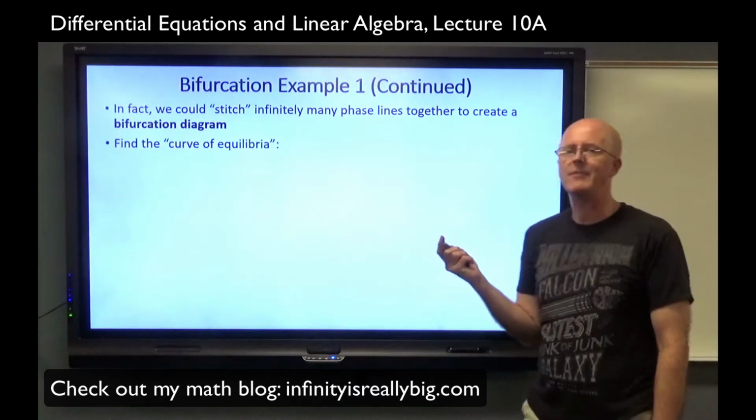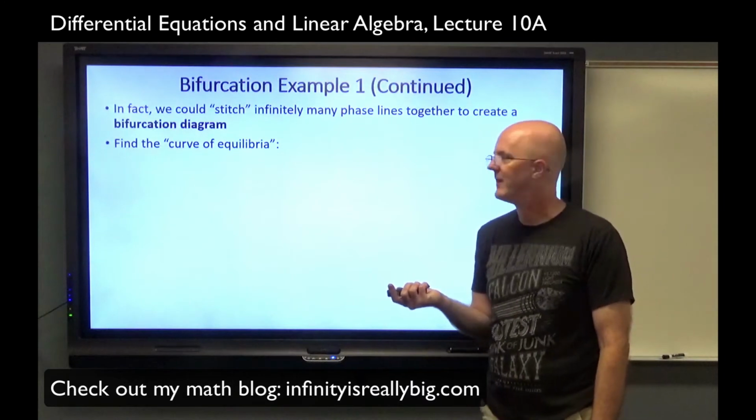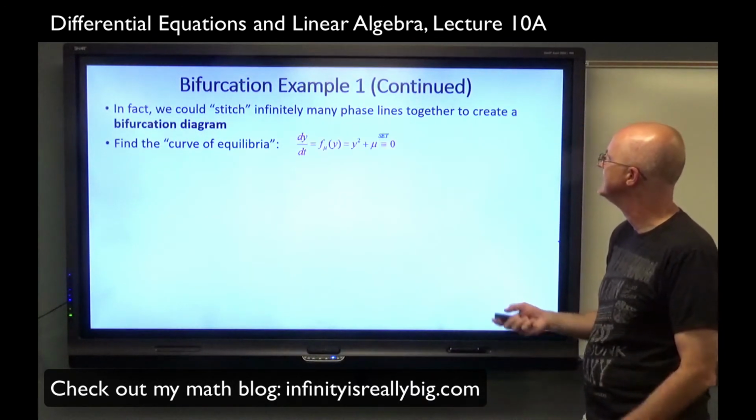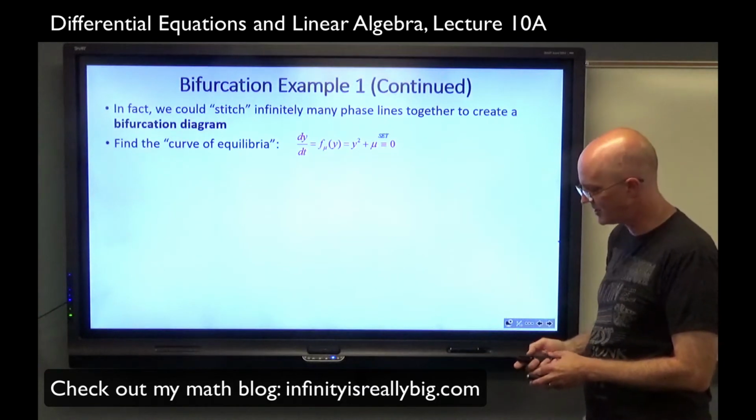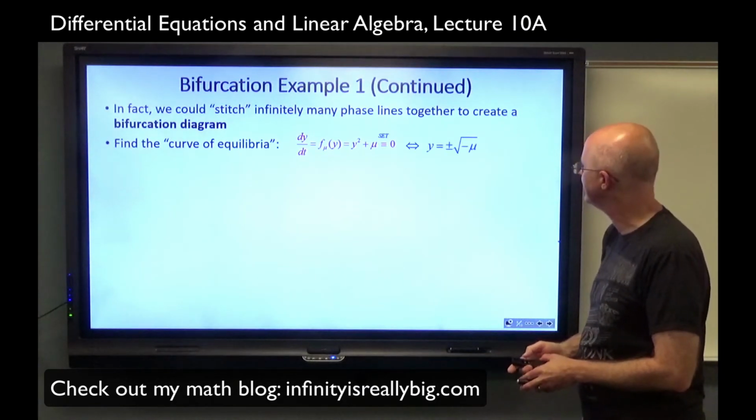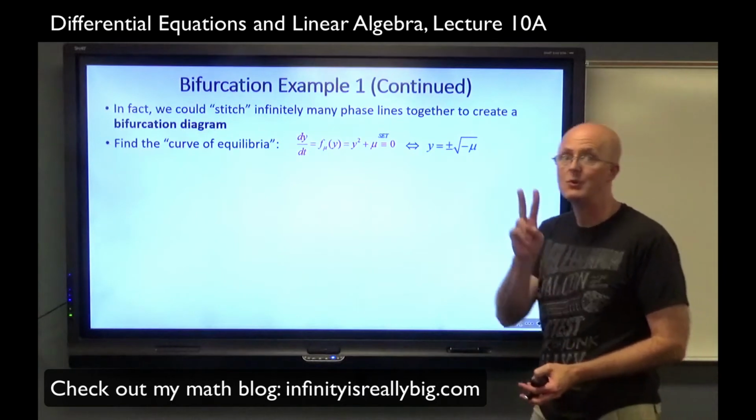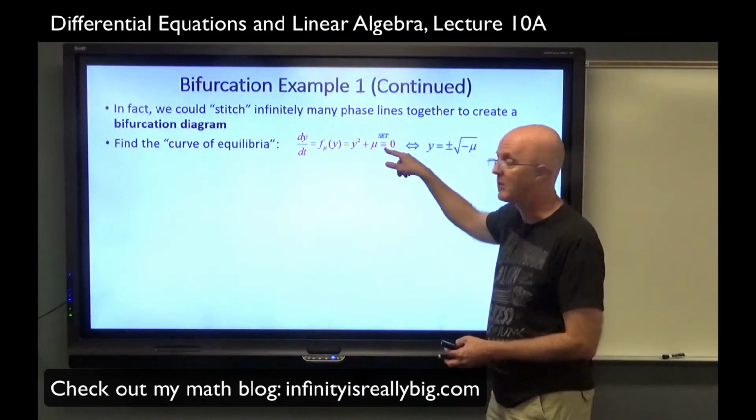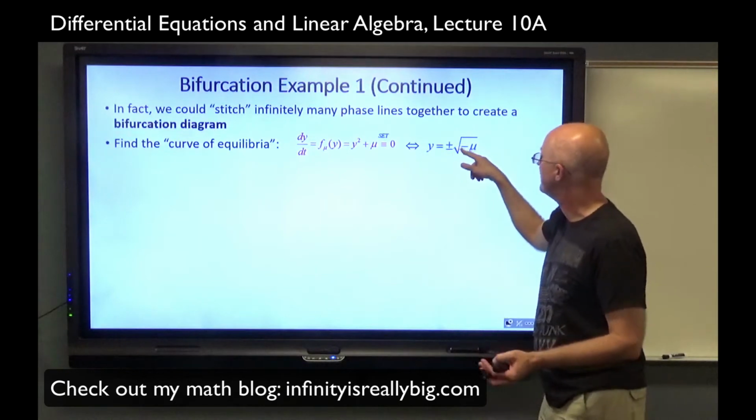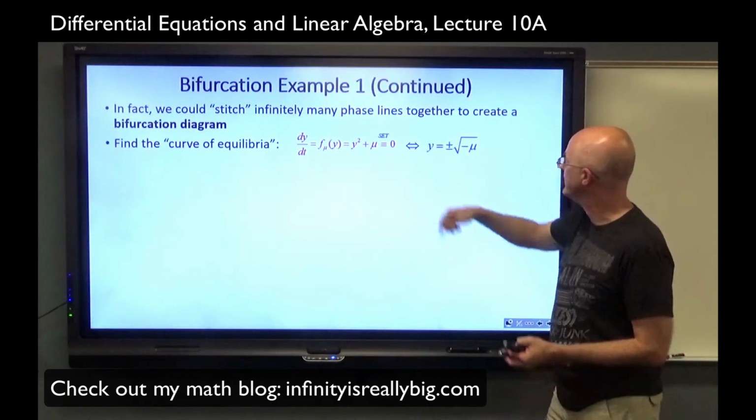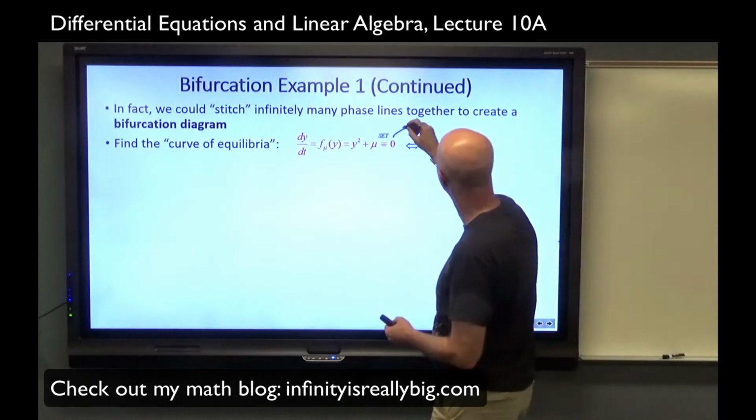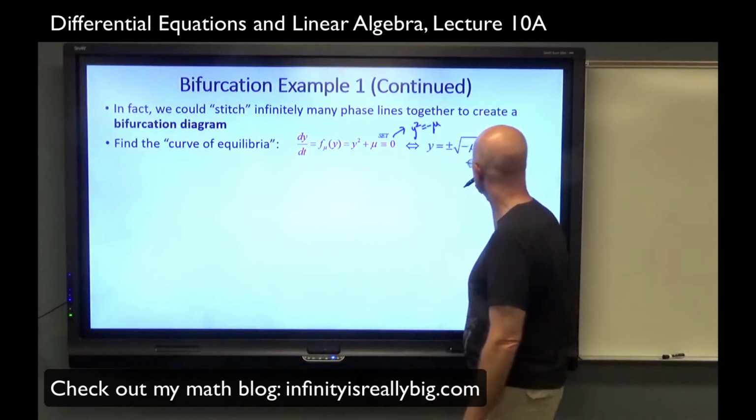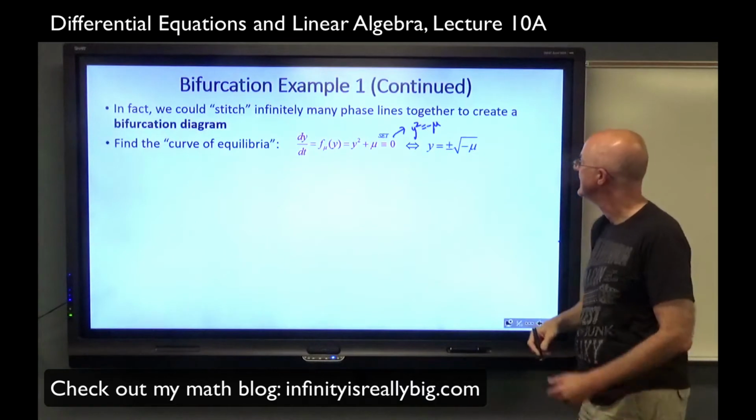To help draw the bifurcation diagram better in general, you want to find something called the curve of equilibria, the curve of equilibrium points, found by setting the right-hand side function equal to 0. In this case we can solve for y as 2 functions of mu. Subtract mu from both sides of this equation, and you'd have y squared equals negative mu. Take the plus or minus square root to get both solutions.